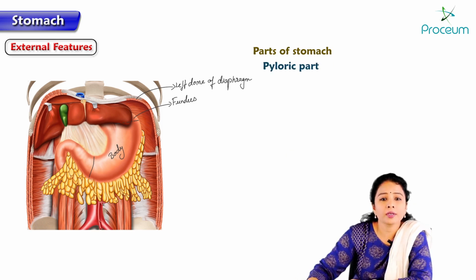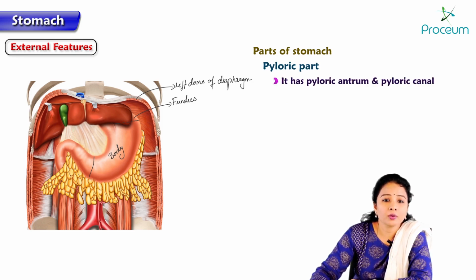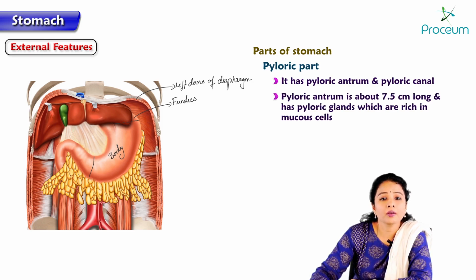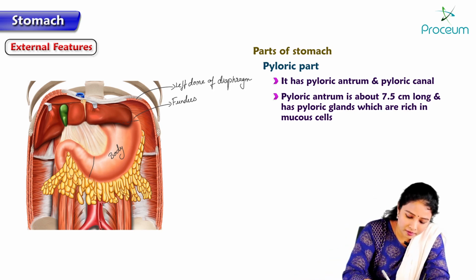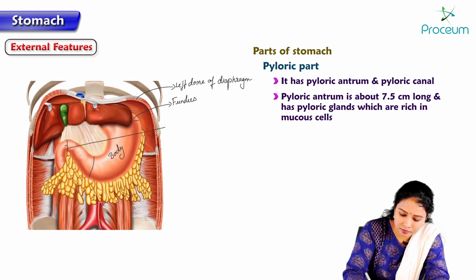Next, the pyloric part of the stomach has the pyloric antrum and pyloric canal. The pyloric antrum is about 7.5 cm long and has pyloric glands which are rich in mucous cells. The pyloric antrum narrows towards the right to become the pyloric canal, which is surrounded by a sphincter called the pyloric sphincter, and which joins with the duodenum at the level of the L1 vertebra. So this is the duodenum.